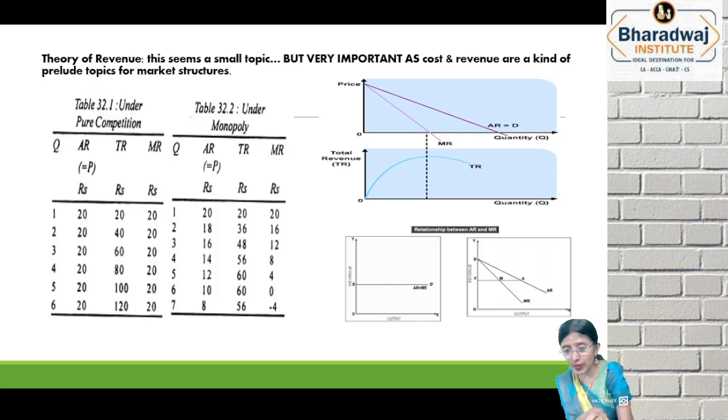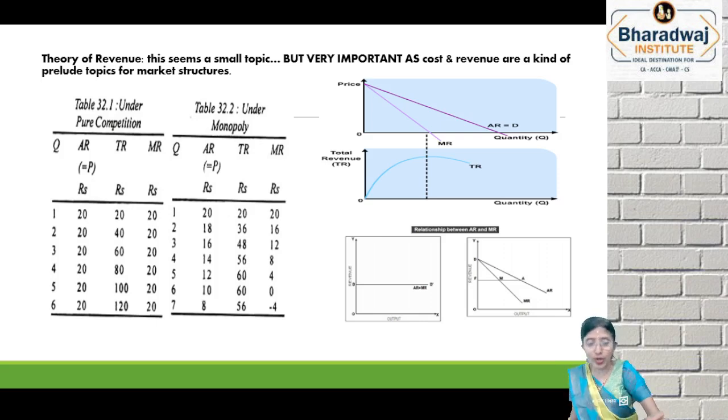But between the market structure, see monopoly as an example of imperfect market. You see your AR and MR. They are not the same. They start same, they are not the same. AR is 20, 18, 16, 14, 12, 10, 8. Your MR is 20, 16, 12, 8, 4, 0, minus 4.